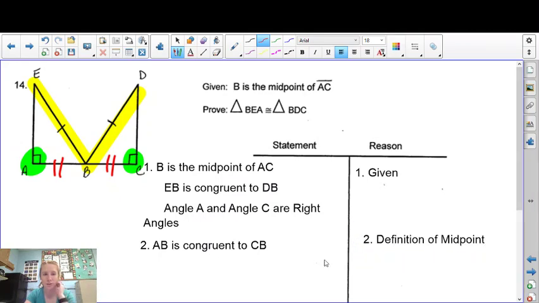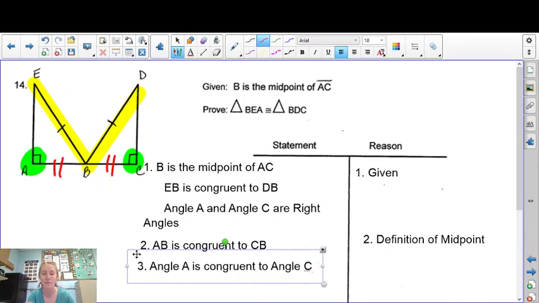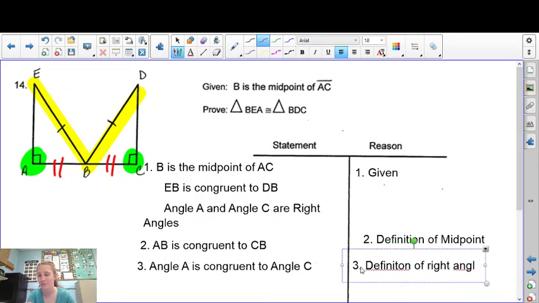And the reasoning is definition of midpoint. Now I see that I have right angles. Because I have right angles, we know that all right angles are equal to each other, right? If one's 90 degrees, the other's 90, they have to be the same. So because of that, I can say that angle A is congruent to angle C. Why? Because they're both right angles. So definition of right angle.